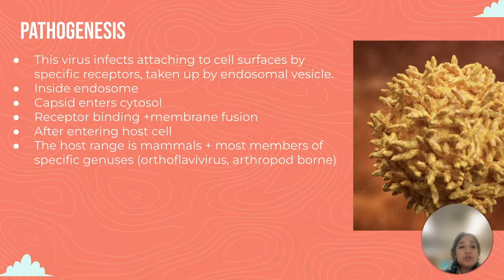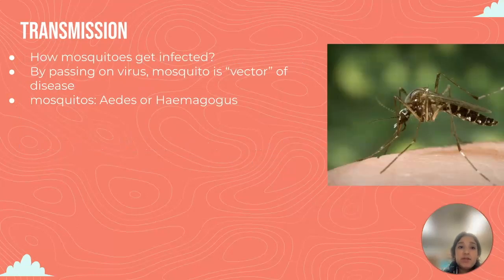And once it enters the host cell, the viral genome is then replicated through the endoplasmic reticulum and in the vesicle packet. And the host range for this virus is mammals and most members of specific genuses. Now let's talk about yellow fever transmission. So how mosquitoes get infected. They are very small, but just because they are small doesn't mean that they can't transfer big diseases.